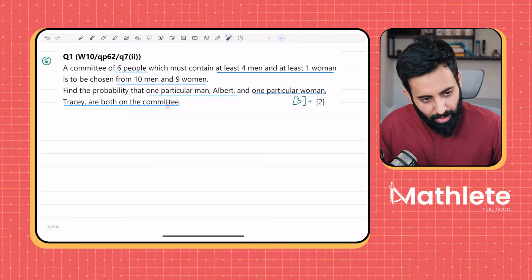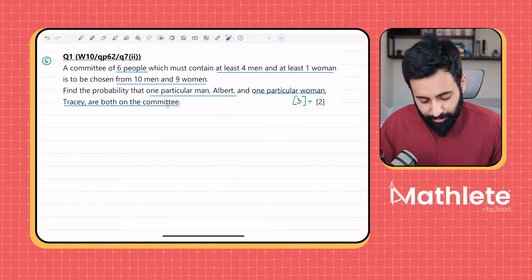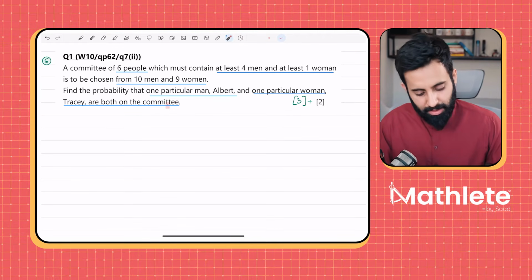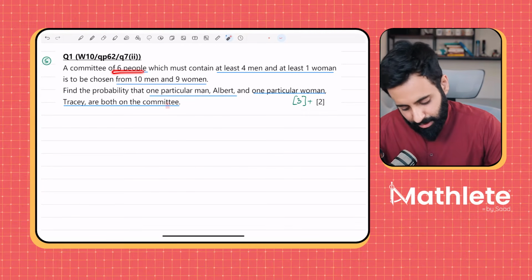Now, let's read the question. We've read the question. Let's dive deep into the question and see what we're dealing with. So we have to select 6 people.